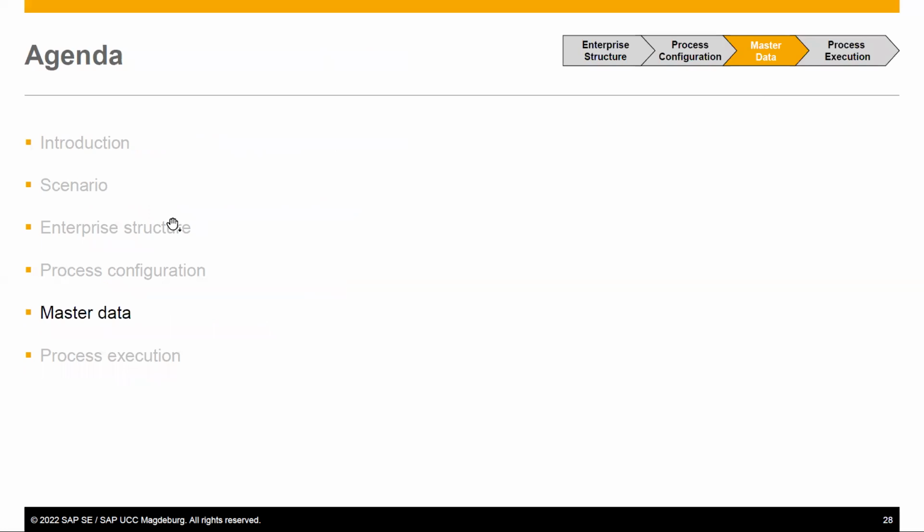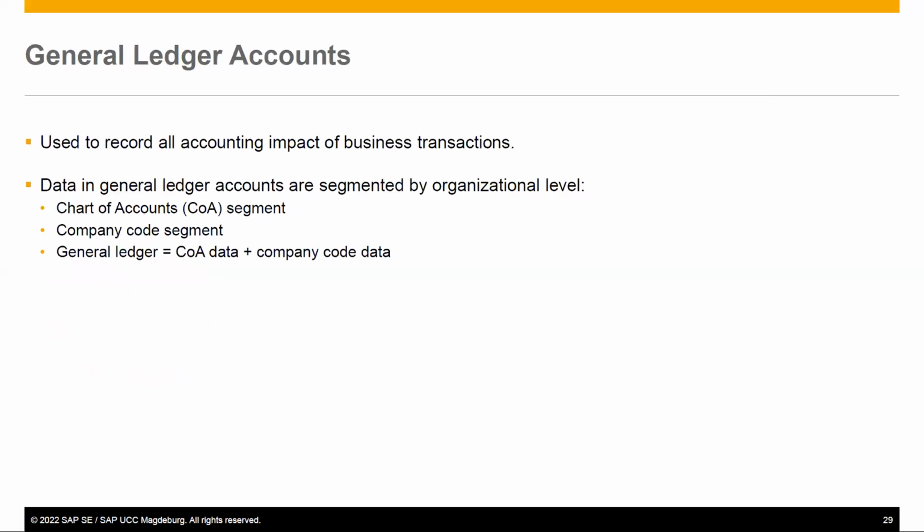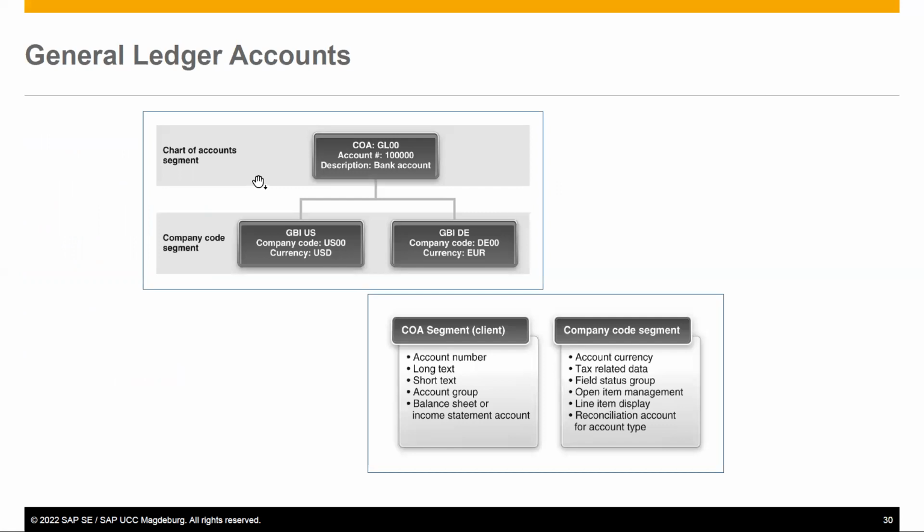Then we'll go for the master data. General ledger account is a master data. We'll create the general ledger account, and this general ledger account has two segments. One is the chart of account segment, and one is the company code segment. In the chart of account, we will be entering this kind of information. The company code segment will have information like currency and so on. So we'll do that.